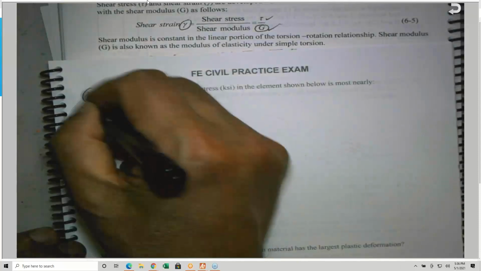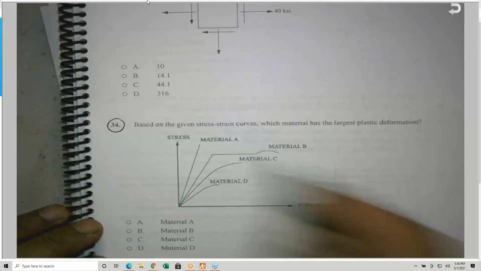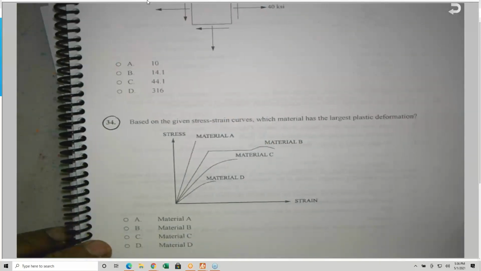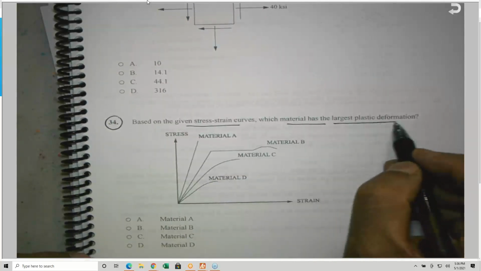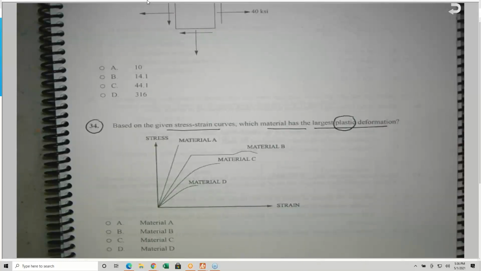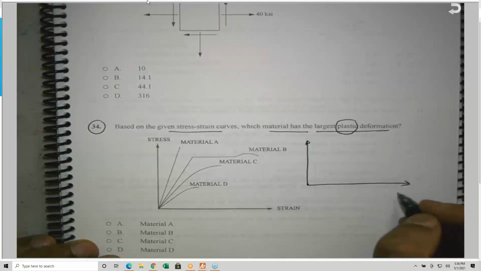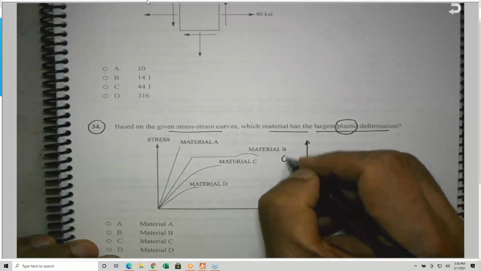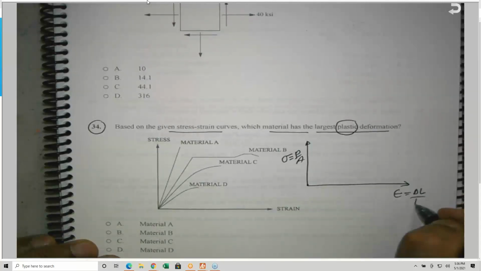Okay, Mohr's circle. If we decided to use Mohr's circle, and this here, question number 34. Given the stress strain curve, which material has the largest plastic deformation? Plastic deformation. In a stress strain curve, which you are going to see a lot of samples today, this is epsilon and this is sigma, which is P over A, and this is delta L over L.